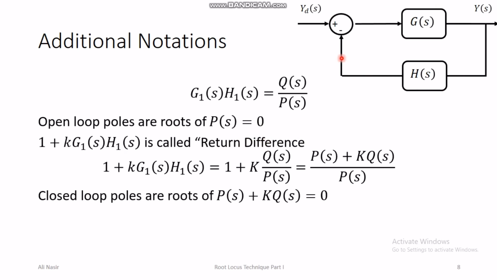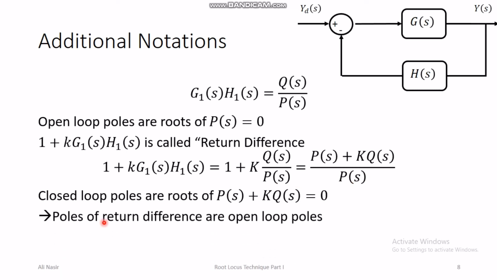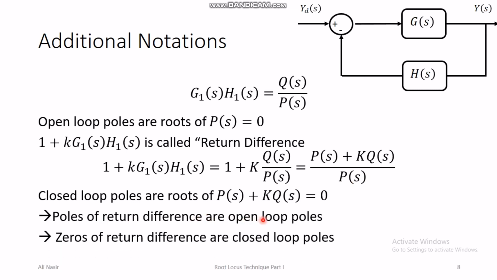The poles of this closed loop system are same as we have already discussed in the previous slide, that this equation equal to 0 gives us the poles of the closed loop system. And so that is same as putting this expression equal to 0. If we put this expression equal to 0, p of s will vanish, and we'll have this whole thing equal to 0 be the poles of the closed loop system. So the poles of the return difference are open loop poles, and the zeros of the return difference are the closed loop poles.